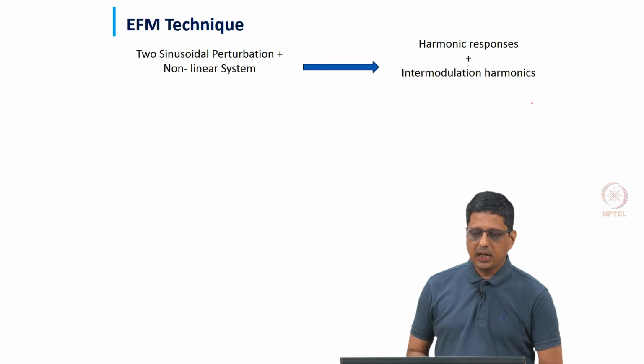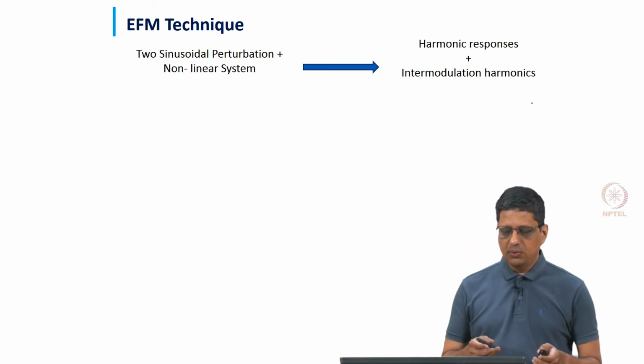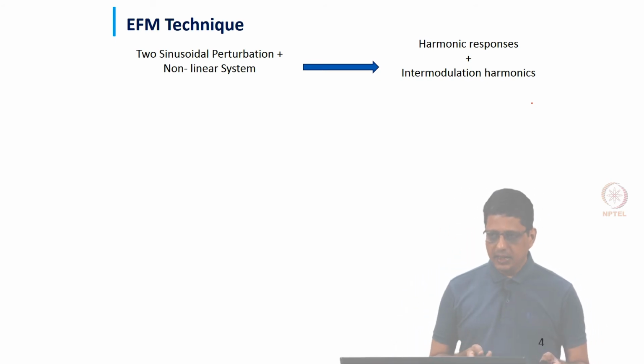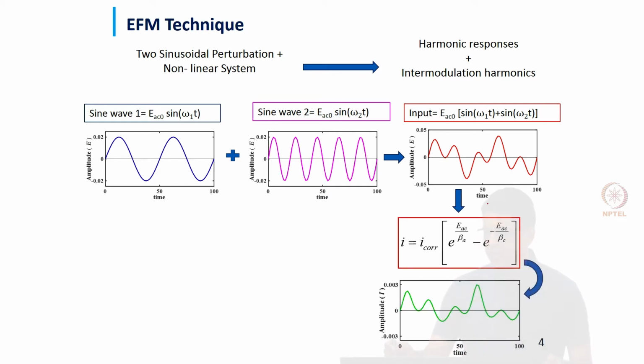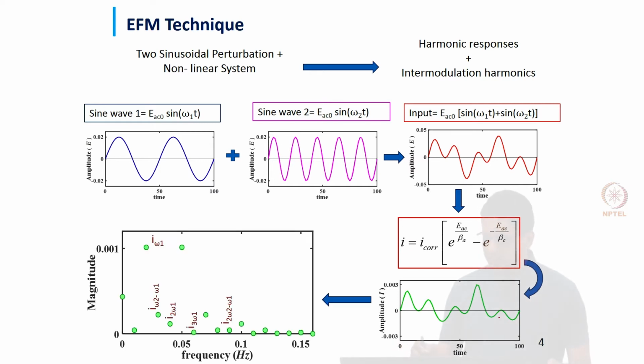So, just a quick representation of how it is done. We take a nonlinear system, we take two sinusoidal perturbations, add them together, and this is how an example wave would appear. If you apply it to a system which follows this expression, then the current would appear like what is shown in the green color line here, and then subject it to FFT, you will get magnitude versus frequency at DC, I omega 1, I omega 2.